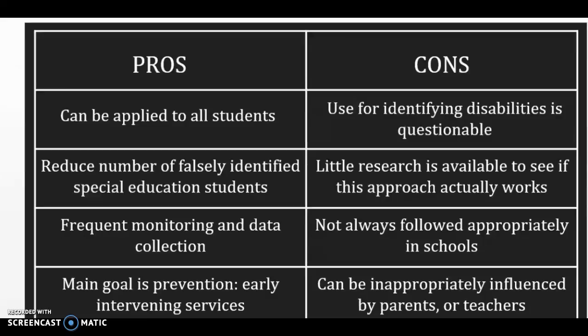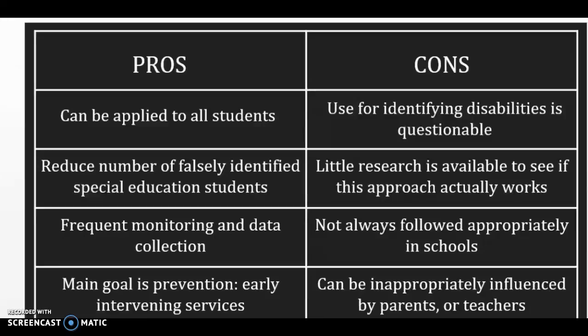For example, students might spend a prolonged amount of time in Tier 2 when they need to be moved on to Tier 3 right away. And this can also be inappropriately influenced by parents or teachers. There's a lot of say from the teachers and parents.